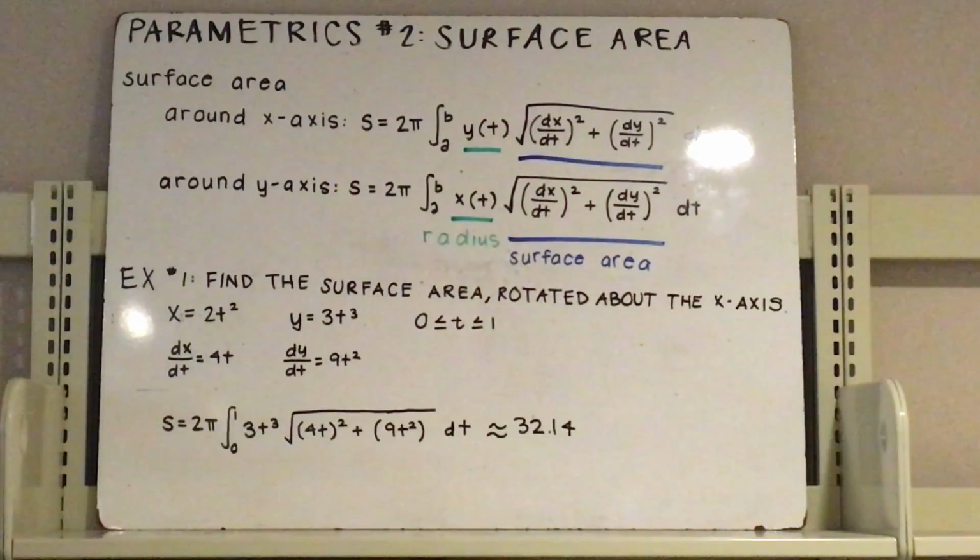Okay, we've talked about parametrics and arc length. Now we're going to talk about parametrics and surface area. So surface area is the idea that if you rotated a graph around the axis, what would the surface area of it be? What would the area of that entire figure be? So we have two formulas we need to know.